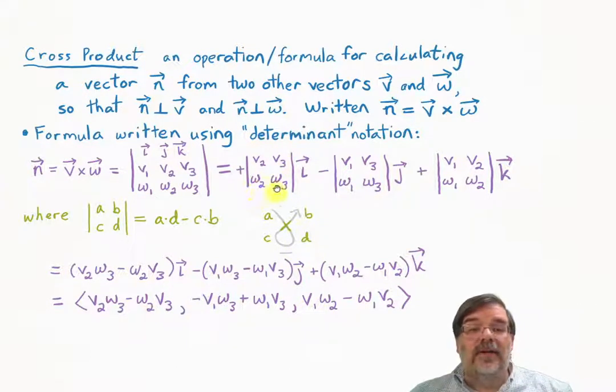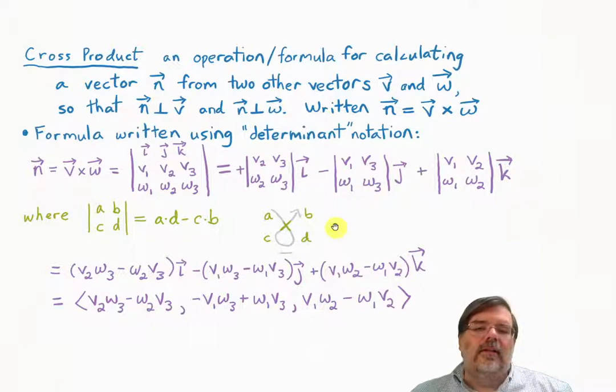So this first block of numbers, that's the i coefficient, the first part. That's v2 times w3 minus w2 times v3. The j part is going to be v1 times w3 minus w1 times v3. You see that here. Finally, the k part is v1 times w2 minus w1 times v2. That's this part right here.